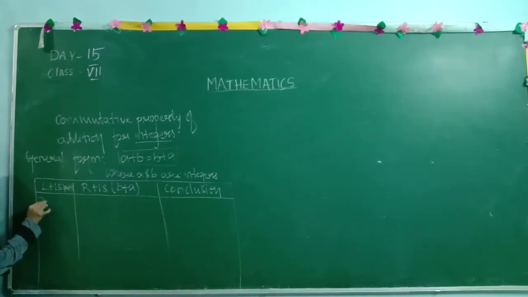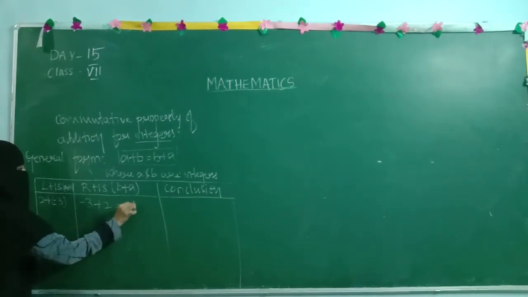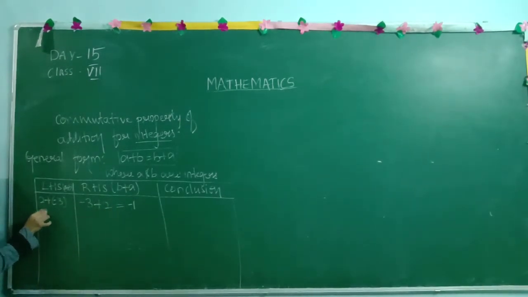Suppose 2 plus minus 3 are the integers. Yes, they are integers. Here on the right hand side we are having b plus a. What is the b value? Minus 3 plus 2. What is the answer? Yes, exactly, it is minus 1. Here also 2 plus minus 3 is nothing but minus 1. Are they equal? Yes, they are equal. Here I will also write the serial number so it will be convenient to see how many we have done. Serial number one we have done here.